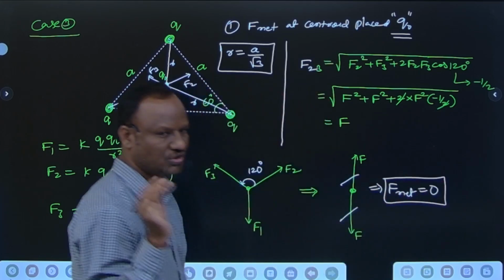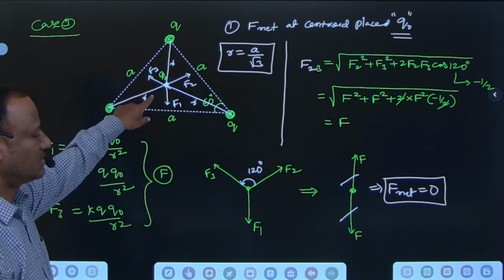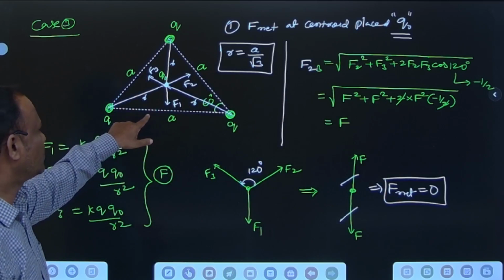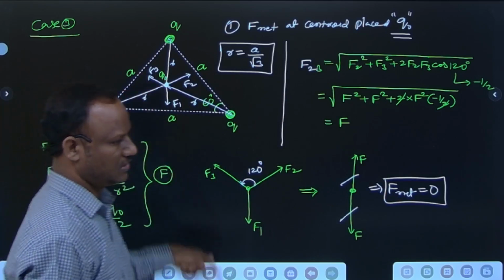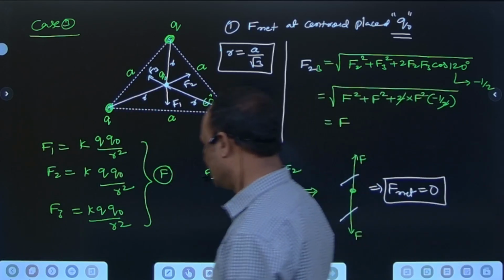When a fourth charge is placed at the centroid of an equilateral triangle, what is the net force at its centroid? When the fourth charge is placed at the centroid of an equilateral triangle, net force is equal to 0. Okay, so next one.